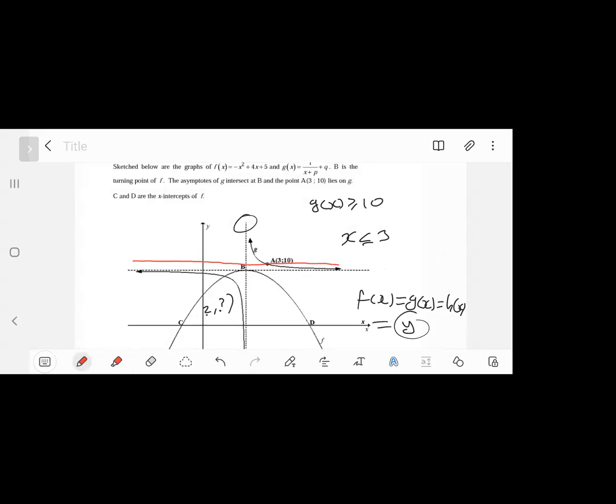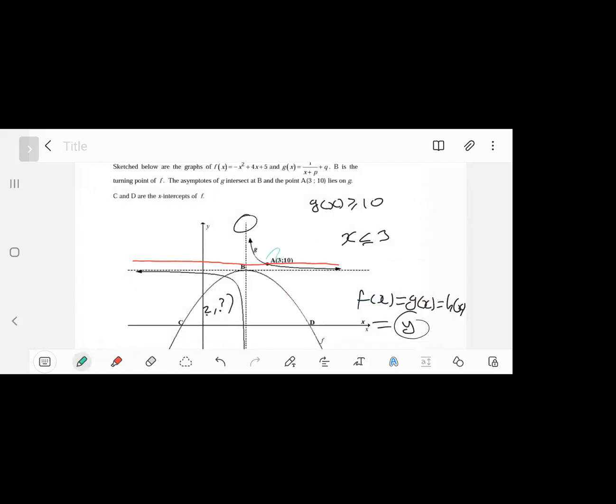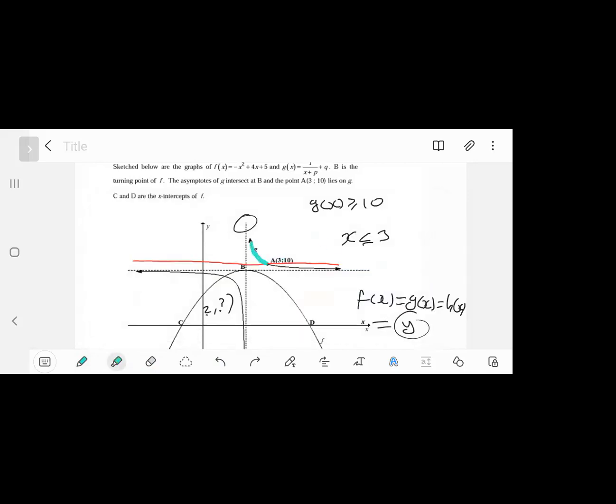Right. So I'm looking for where the graph is above, because it must be greater. The graph must be above this red line. So it's above this red line on this area. So isn't it 2 is smaller than x is smaller than or equal to 3? So I'm looking for this part of the function.